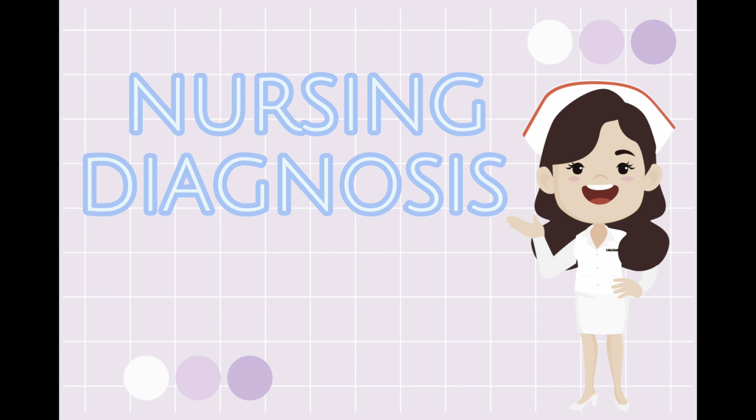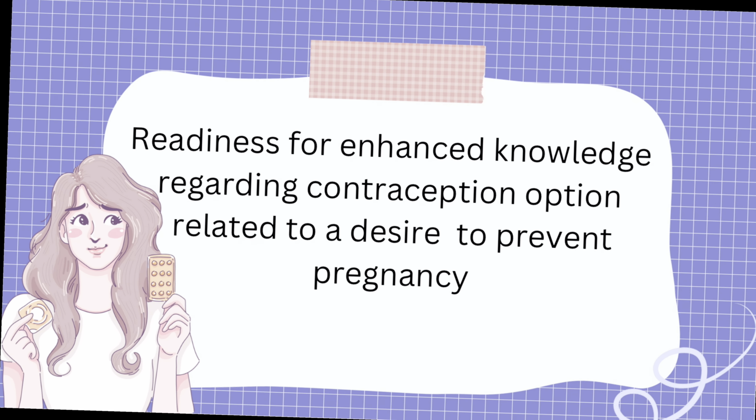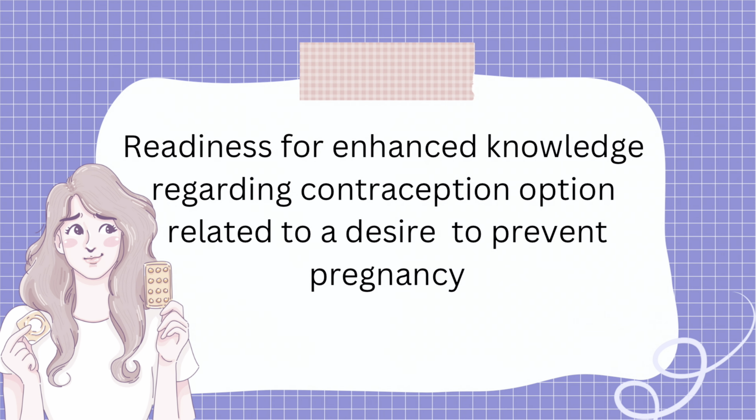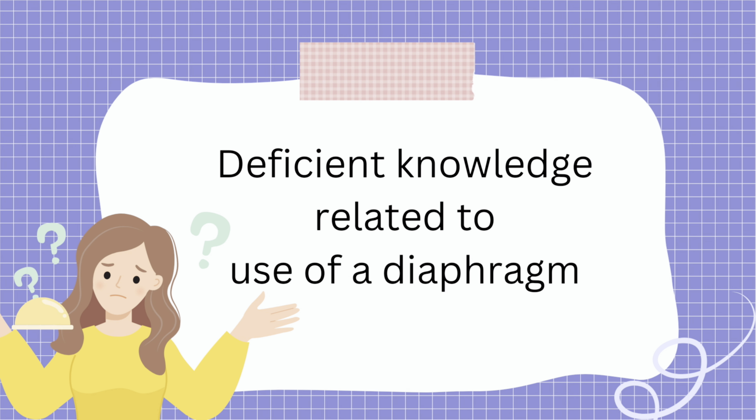Nursing diagnosis. Reproductive life planning touches so many facets of life. Nursing diagnosis can differ greatly depending on the circumstances and individual preferences. Examples might include readiness for enhanced knowledge regarding contraception options related to a desire to prevent pregnancy. Deficient knowledge related to use of diaphragm.